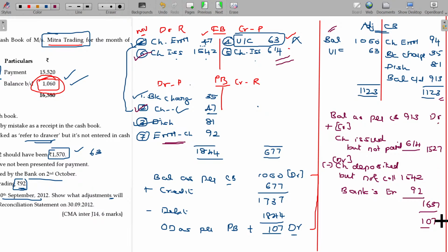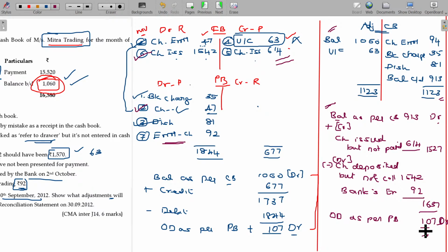Otherwise, start with the debit and end with the debit only. Start with balance means negative. It should be overdraft as per passbook. Now, if you are showing this to the management, will the management be happy? Sir, I am error free, sir. There is not even a single error from my side.